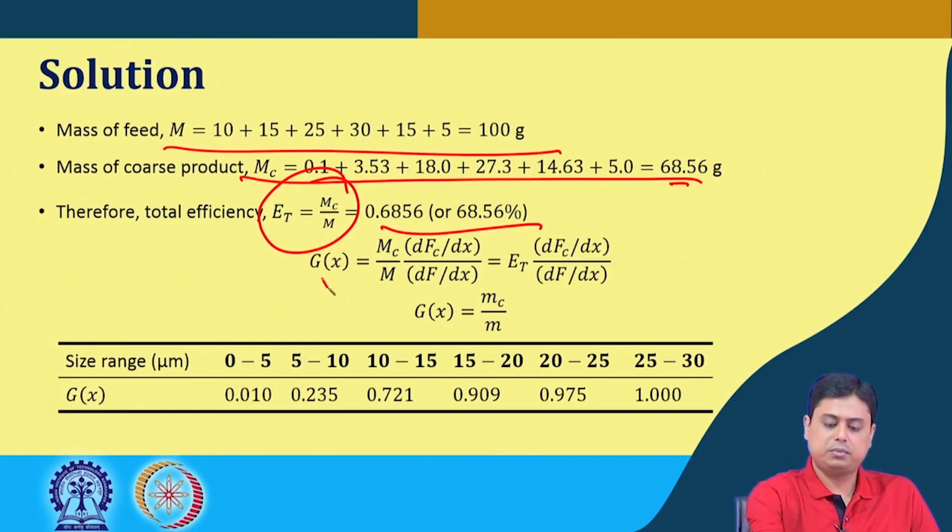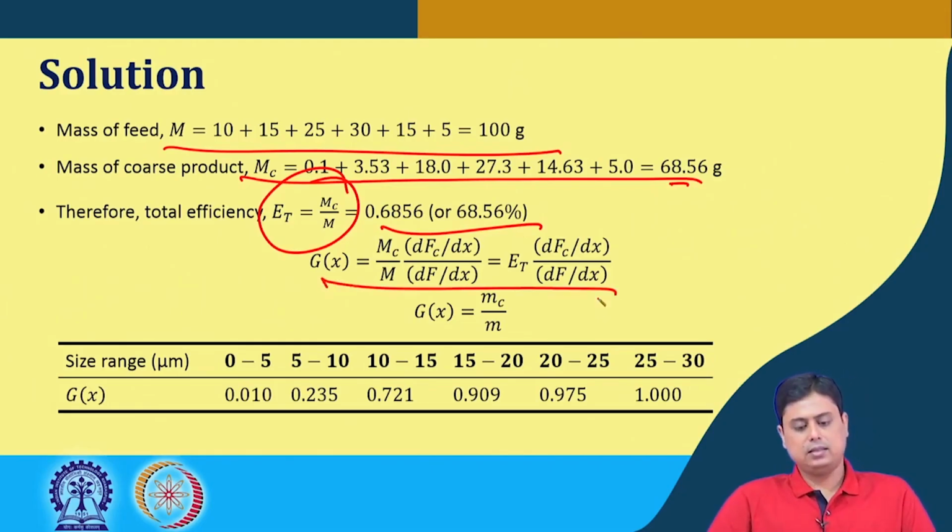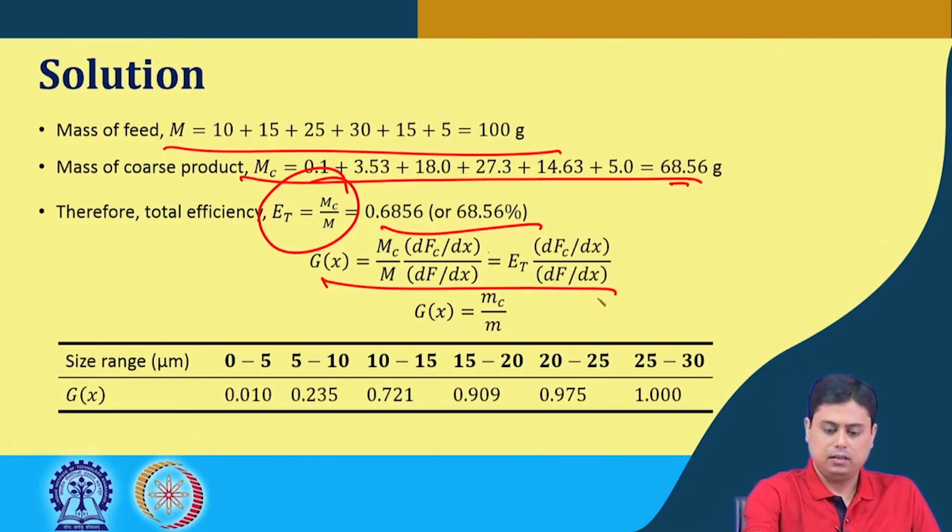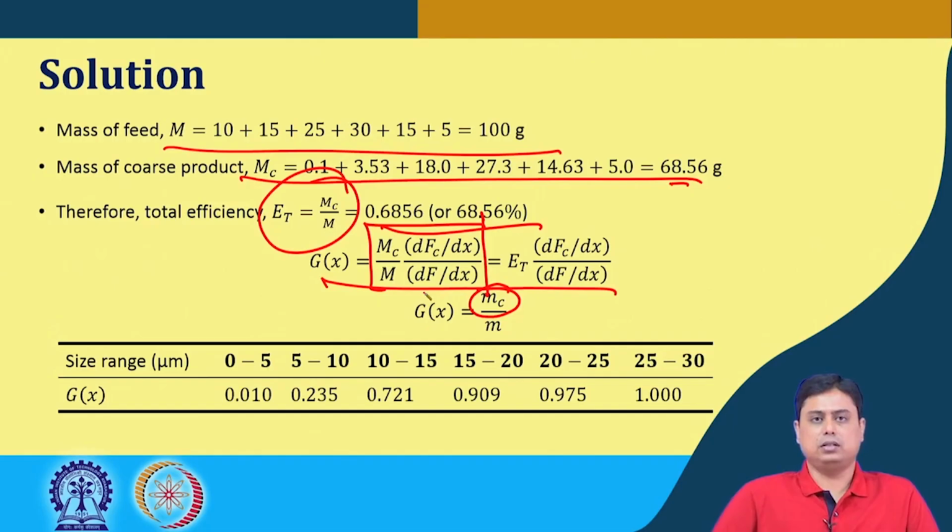The grade efficiency expression, we have seen this as such value, and in this case, if you look at only this term, this mc multiplied by dFc by dx is nothing but the cumulative mass of the coarse product on that particular size range.